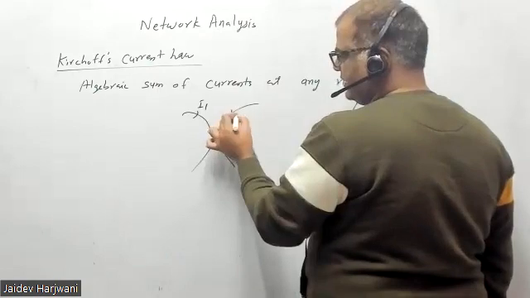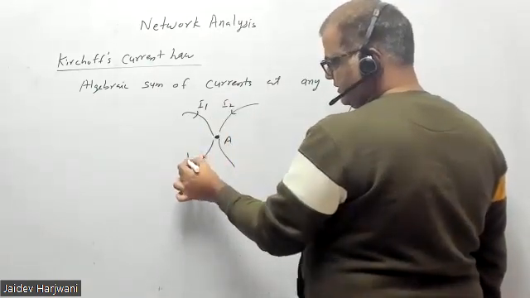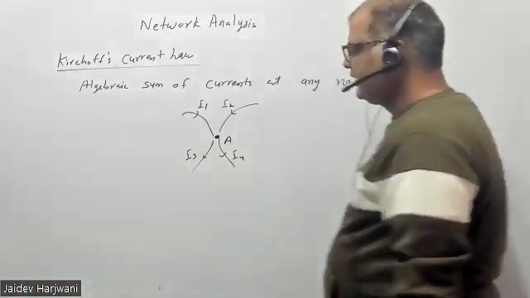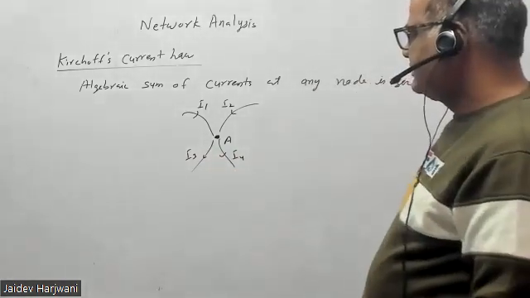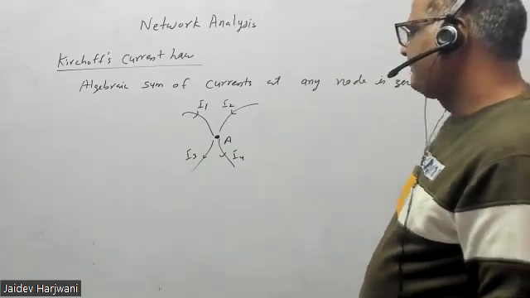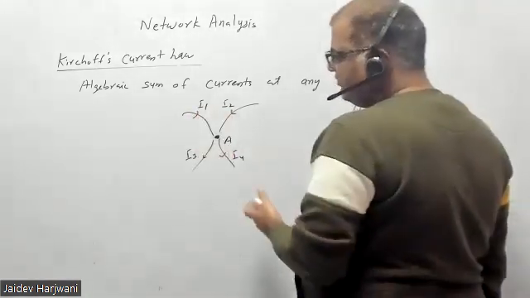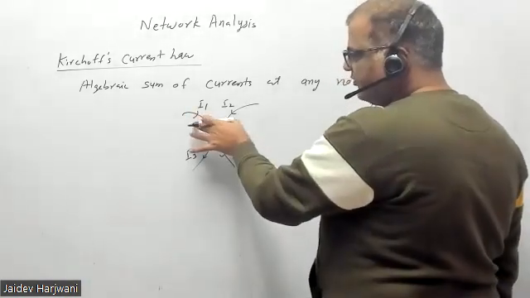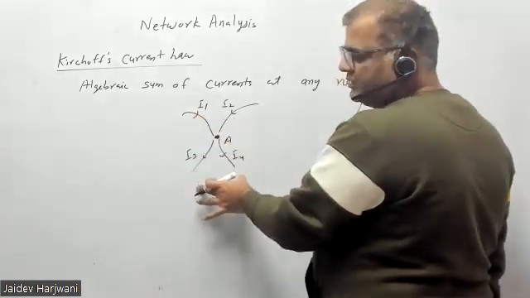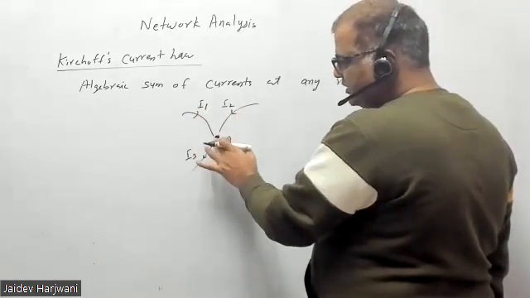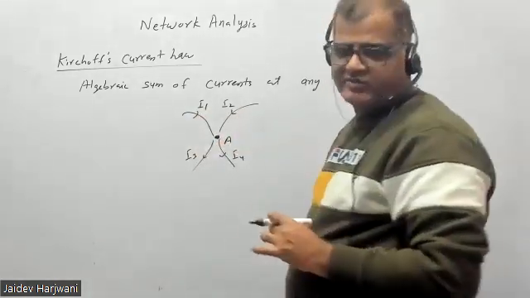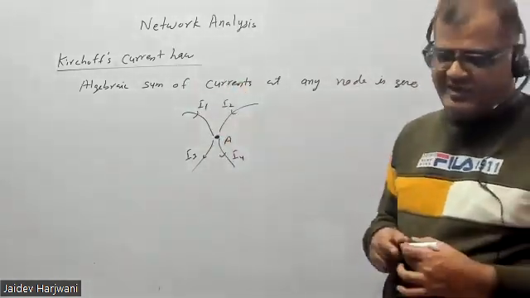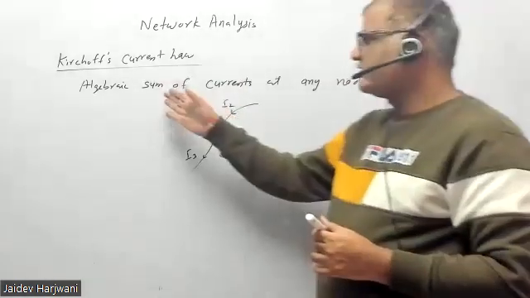I1 current is coming, I2 current is coming, I3 is leaving, I4 is leaving. So the algebraic sum of currents. Some currents are coming and some are leaving. So there is charge conservation, because the amount of current coming and the amount of current leaving should be equal, because here at the node there is no accumulation of charge. So this is basically a representation of conservation of charge.